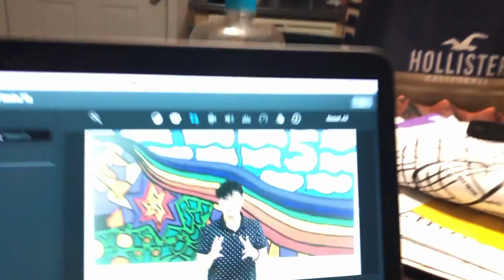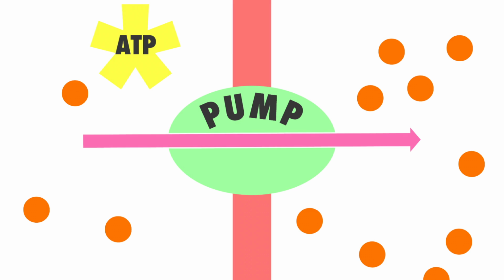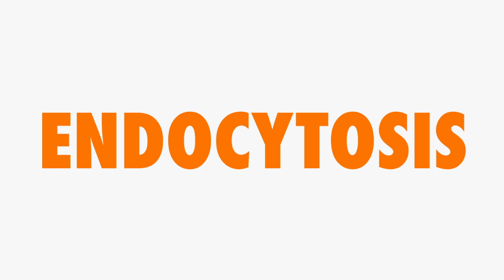Let's dive deeper into the different types of active transport. There are 3 types of active transport: membrane pumps, endocytosis, and exocytosis. Let's start with membrane pumps. Membrane pumps are a type of protein that moves the molecules up the gradient. As you can see in the image, the protein pump is helping to assist the molecules to pass through the semi-permeable membrane with the use of ATP.